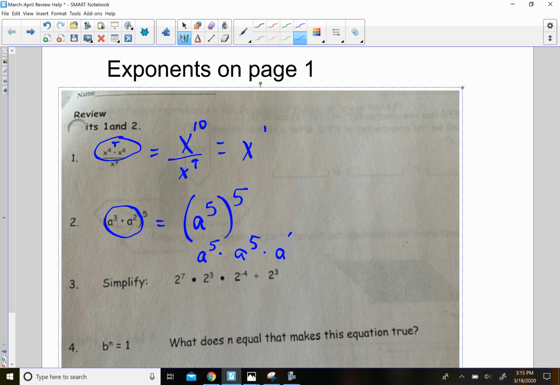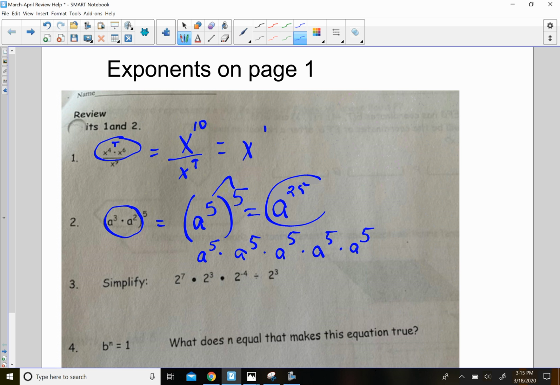So if I expand it out, I'm looking at a to the 5 plus 5 plus 5 plus 5 plus 5. So we kind of came up with that shortcut rule that when we have a power to a power, I can just multiply. So that'd be a to the 25th for number 2.